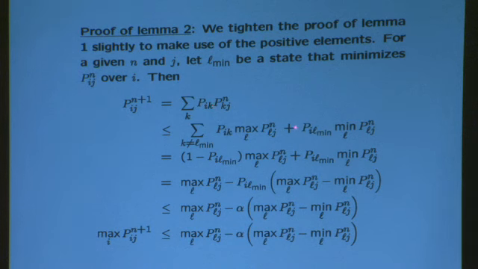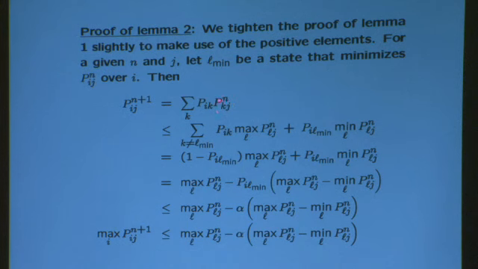So that path goes from I to L-min, times the min over L of P_Lj in n steps. We remove that one path from here. Now we have the sum over the rest of the k's, because we just removed that one. So we have P_ik times P_kj^(n), where k is not equal to L-min. We remove the path that goes to that state.